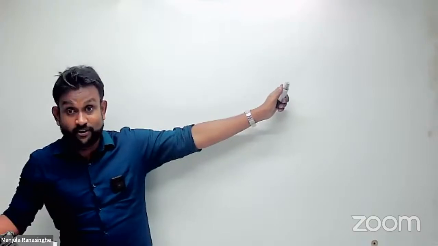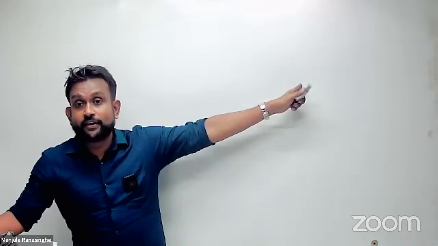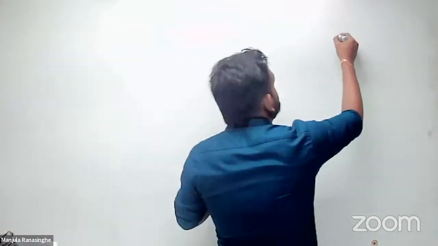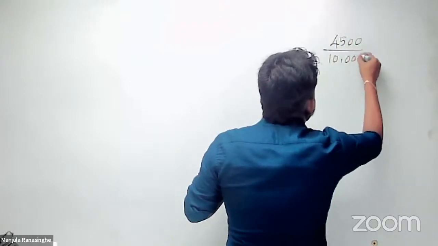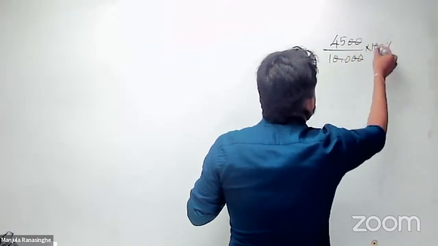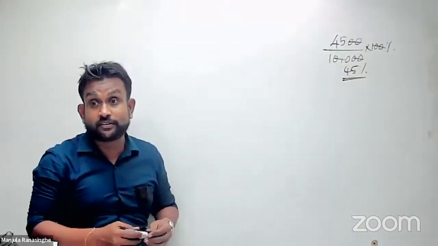So I found the white lotus. Red lotus means 15 into 300, 4,500 upon 10,000. That gives 4,500 upon 10,000 into 100%. So that is 45%. So I found the white lotus, but the question asked for the red lotus.